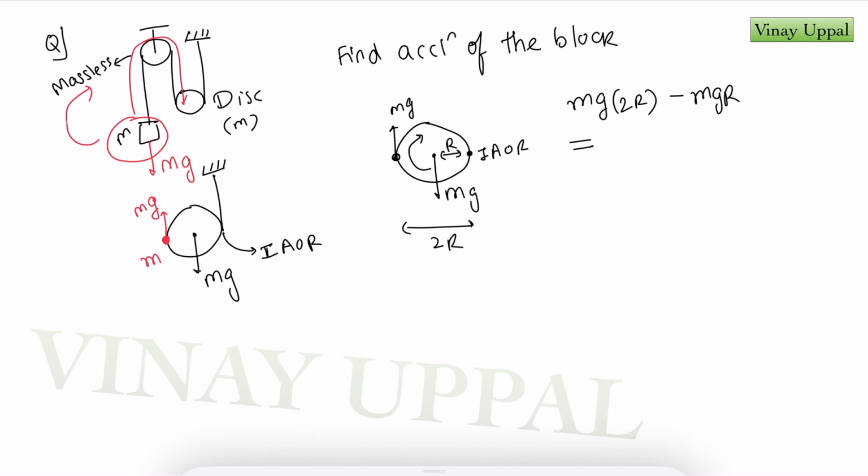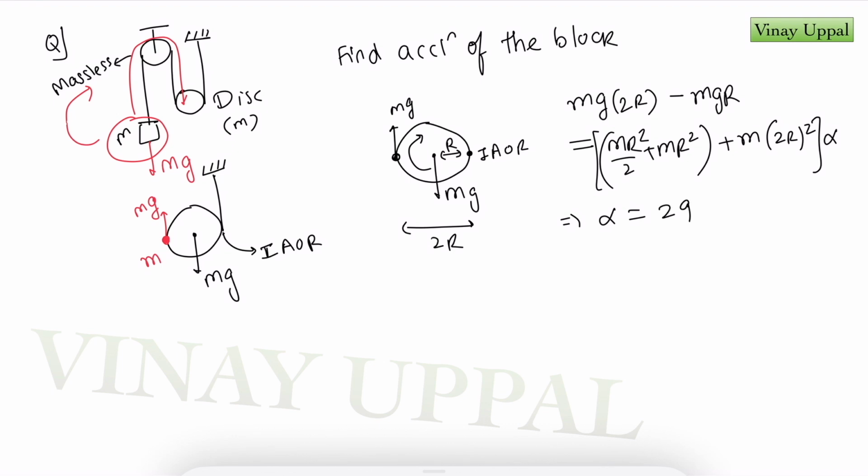So for the disc, that will be mr square by 2 plus mr square by the parallel axis theorem, plus for the particle, there will be m into 2r the whole square. So at a distance of 2r from the IAR, and this entire moment of inertia times alpha, and you should be able to get your alpha value as 2g by 11r. Now this is my angular acceleration.